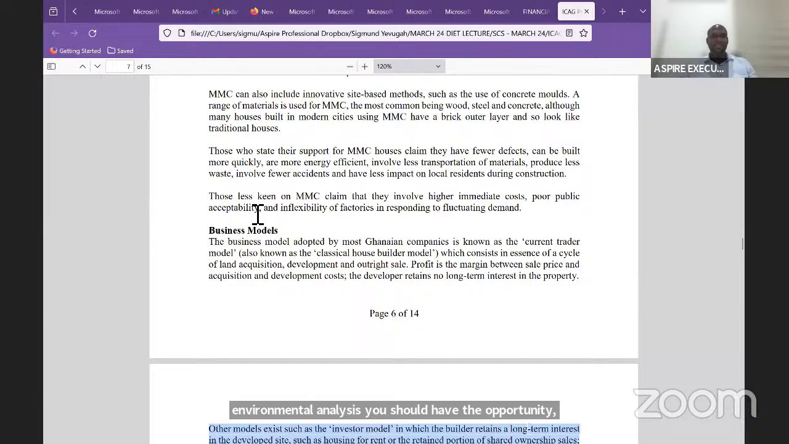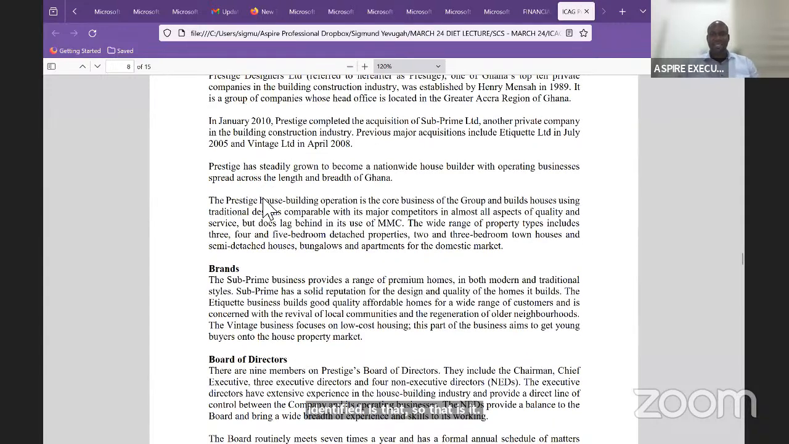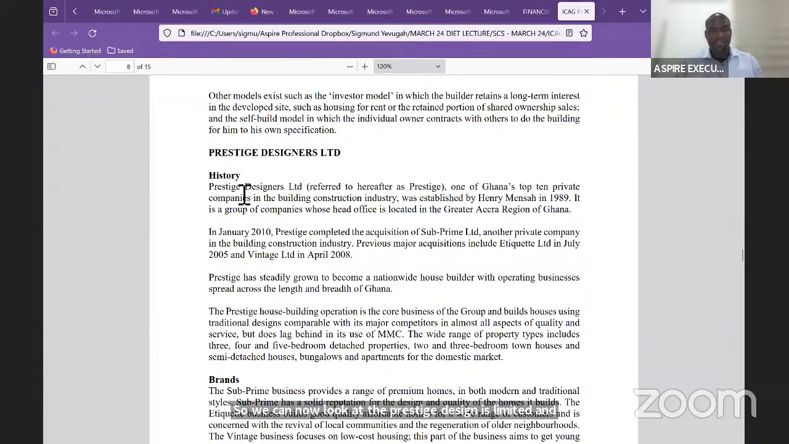So we can now look at the entity, Prestige Designers Limited. And the history of the company has been given, that the company was founded by Henry in 1989. Is that not it? In January, the company completed the acquisition of 2 companies. Is that not it? The acquisition of Subprime. And the company also acquired a company called Etiquette and also a company called Vintage. So they were able to grow as a result of what? An acquisition strategy. Exactly. And the company now operates as a group of companies.